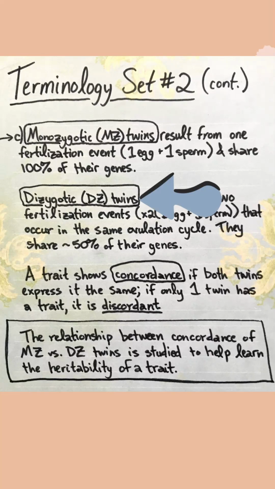Dizygotic twins are 2 fertilization events that happen within the same ovulation cycle. This is two separate eggs that are released in the same ovulation cycle, and they are both fertilized by two different sperm. Dizygotic twins share about 50% of their genes.